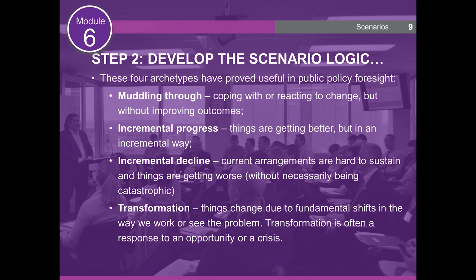This slide provides a more in-depth explanation of the 4 archetypes that have proved useful in public policy foresight. Muddling through: coping with or reacting to change, but without improving outcomes. Incremental progress: things are getting better, but in an incremental way. Incremental decline: current arrangements are hard to sustain and things are getting worse, without necessarily being catastrophic. We don't often focus on dramatic negative events in our work at Horizons, such as a major nationwide disaster or the global economic crisis. These are rare events, and when they do occur, most of the calendar time takes place before or after the major event.